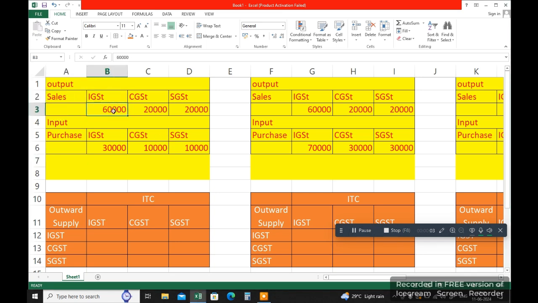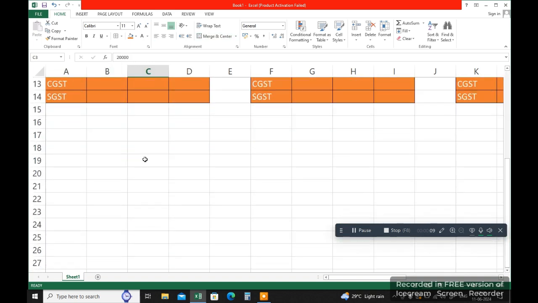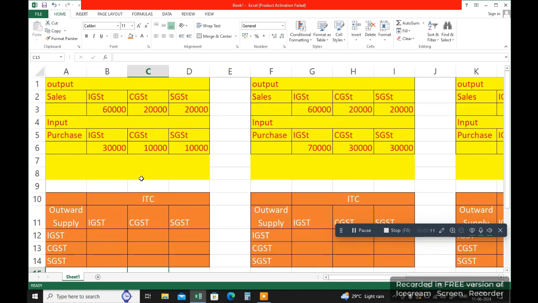Before filing the GSTR 3B return, I have already explained about the GSTR 1 return, that is sales. Today I am going to explain about the GSTR 3B return. Remember, the GSTR 3B return is auto-populated. You don't have to take any tension, it's very easy.